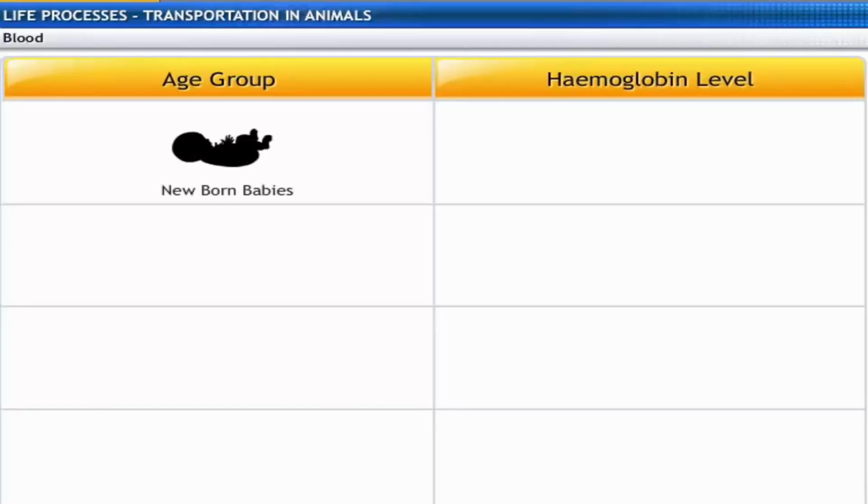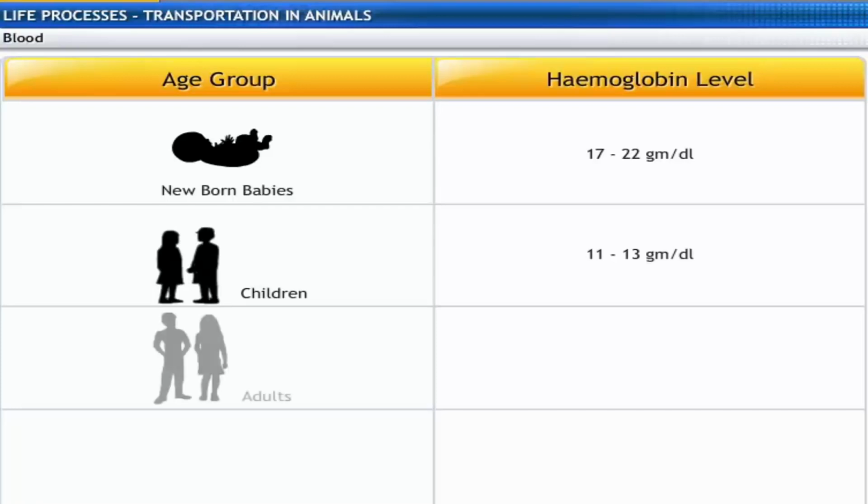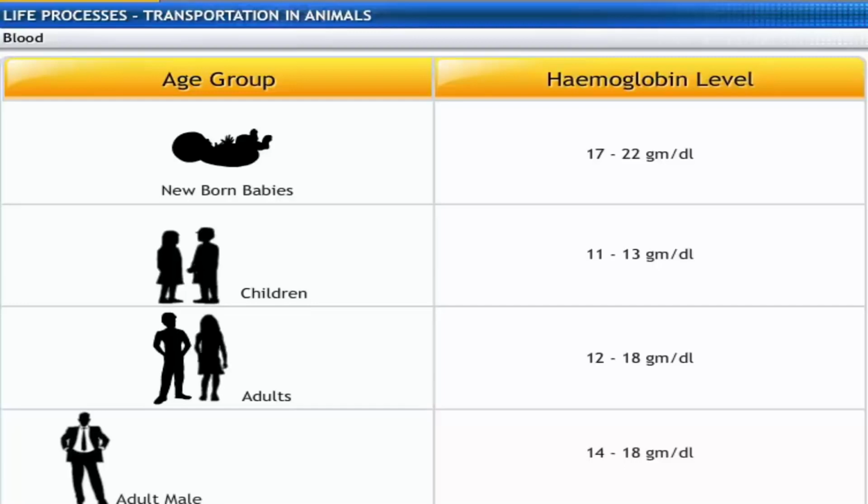In newborn babies, 17 to 22 gram per deciliter of haemoglobin is present. For children, the normal range is in between 11 and 13 gram per deciliter, and for adults, it is between 12 and 18 gram per deciliter. An adult male has a haemoglobin level between 14 and 18 gram per deciliter, and in adult women it is between 12 and 16 gram per deciliter.